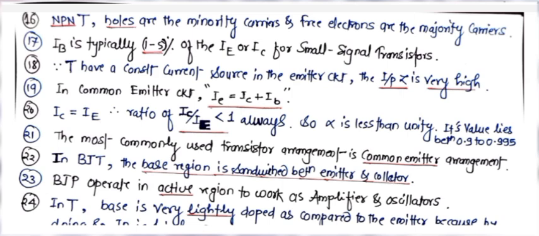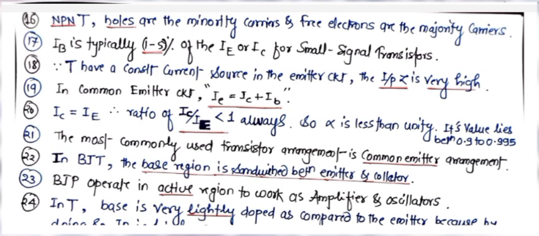In common emitter circuit, IE is equal to IC plus IB. IC is approximately equal to IE, therefore ratio of IC upon IE is less than 1 always, so alpha is less than unity, its value lies between 0.9 to 0.995. The most commonly used transistor arrangement is common emitter arrangement.